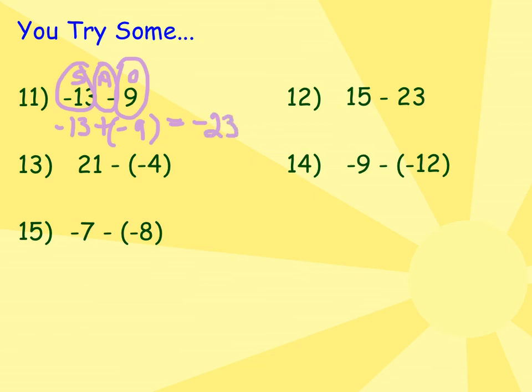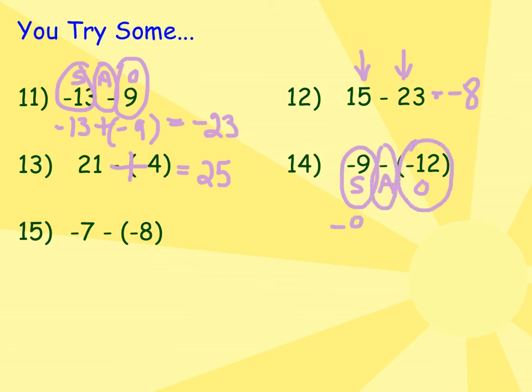Number 12, 15 minus 23, I'm noticing that the first number is smaller than the second number, so I'm just going to subtract in the reverse order, which is 8, and then make my answer negative because the smaller number is first. Number 13, I see I have a bloop bloop right here, so I'm going to change this into a big plus sign. 21 plus 4 is 25. Number 14, I can either use SAO or I can do bloop bloop because I notice in the middle I have a minus and a negative. This would be negative 9 plus positive 12, which is 3.